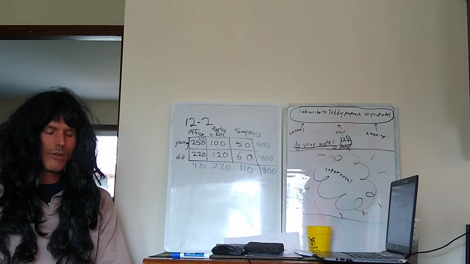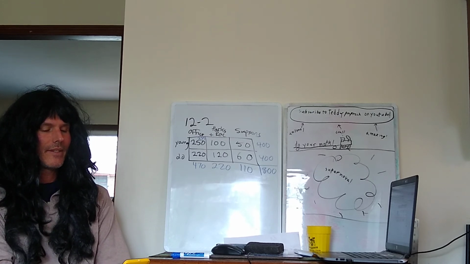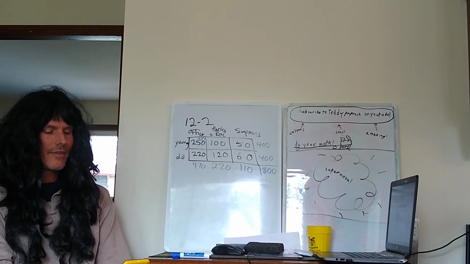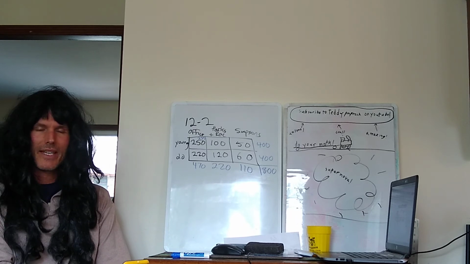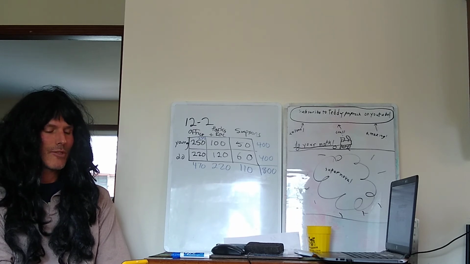Hit stat and go over to tests, and then you'll have to scroll down. Now this is just called the chi-squared test. It's right above the chi-square goodness of fit test. So I'm going to choose that.